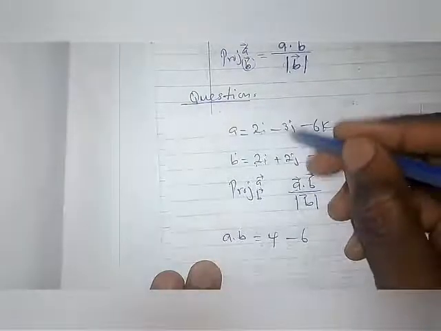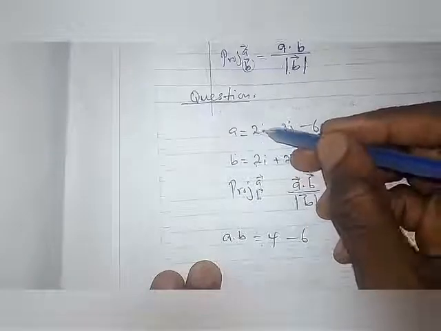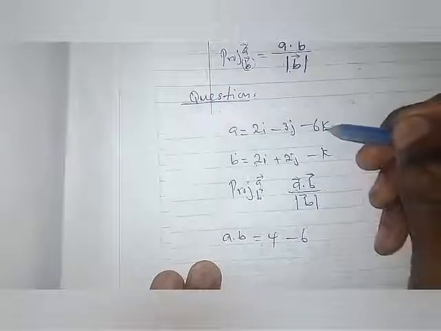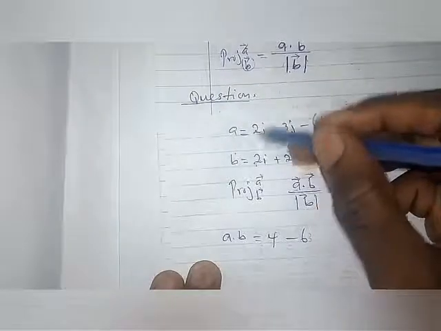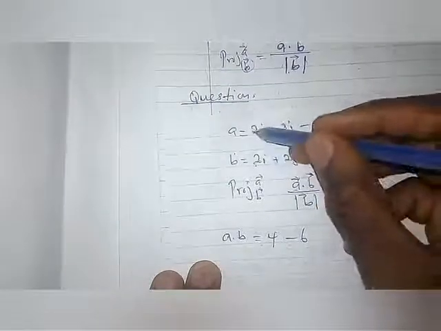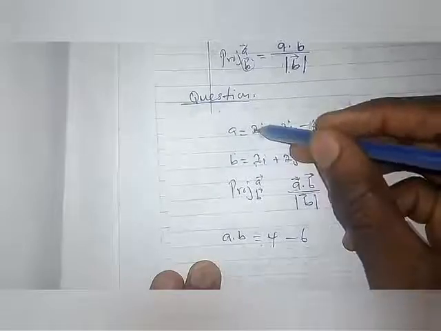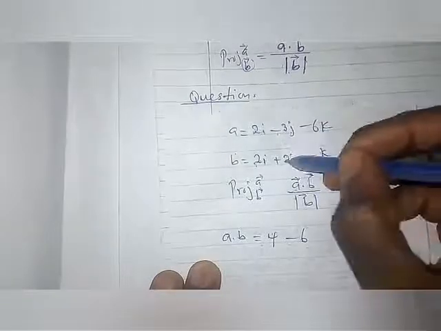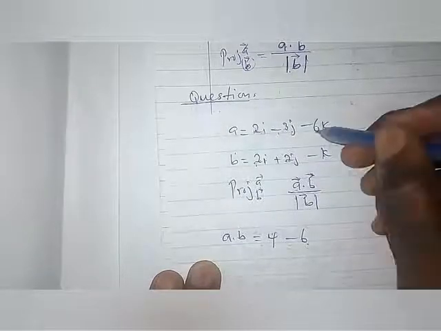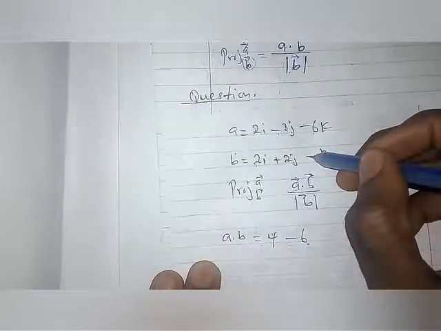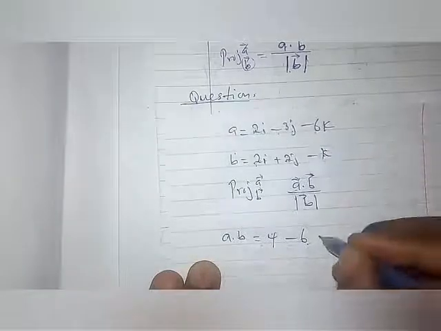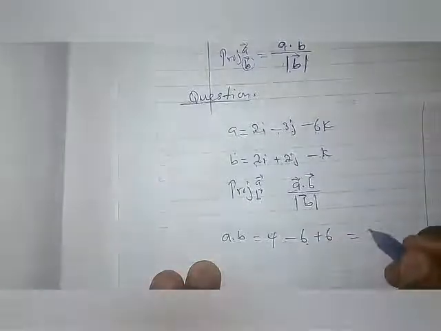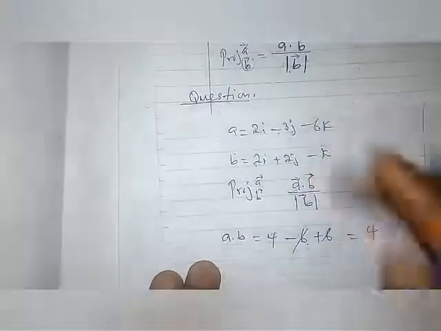So I dot I is 1, J dot J is 1, and K dot K is 1. So the dot product is just multiplying the coefficients: 2 times 2, which is 4; 3 times minus 2, which is minus 6; and minus 1 times minus 1, which is plus 1. So here we have 4 minus 6 plus 6, which is 4.